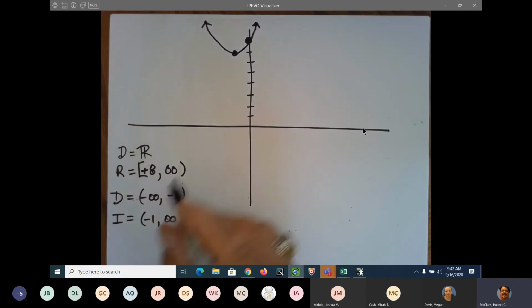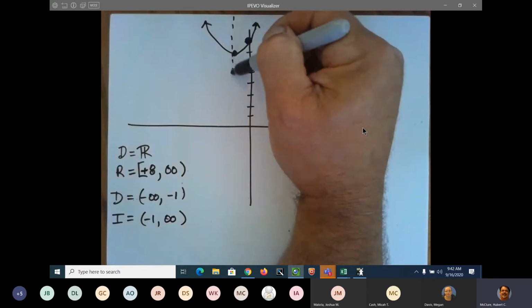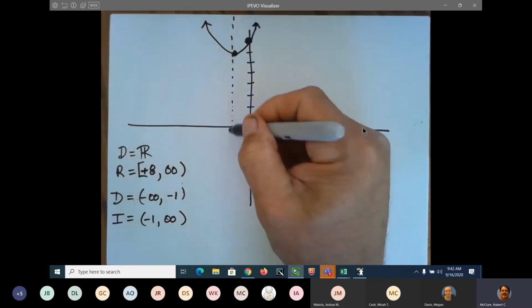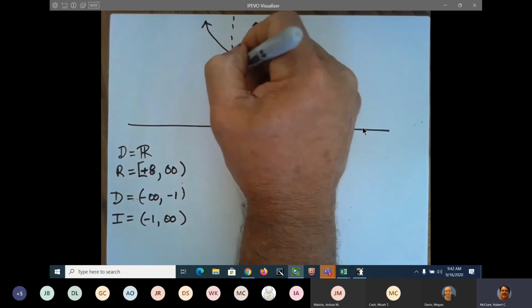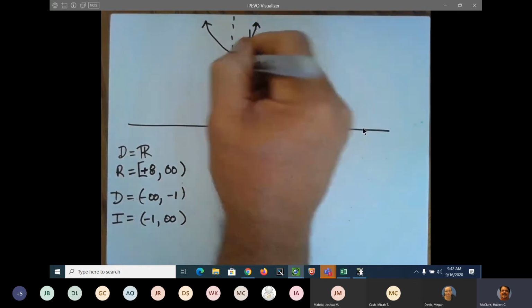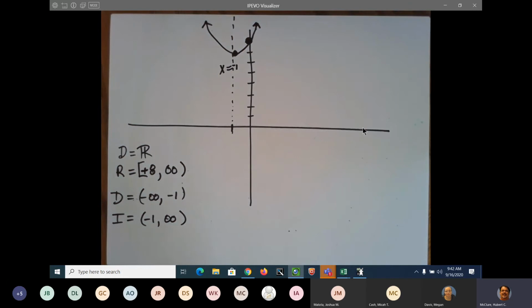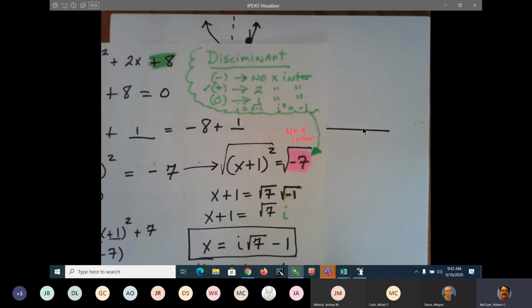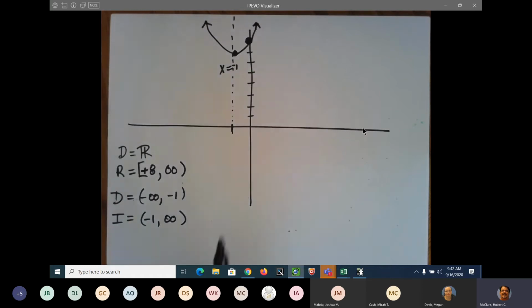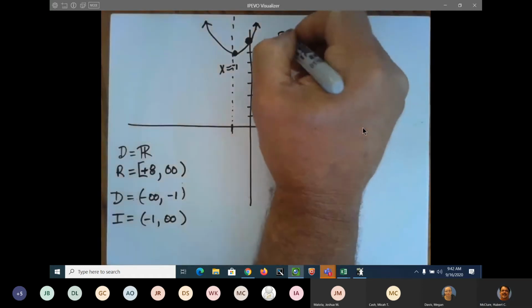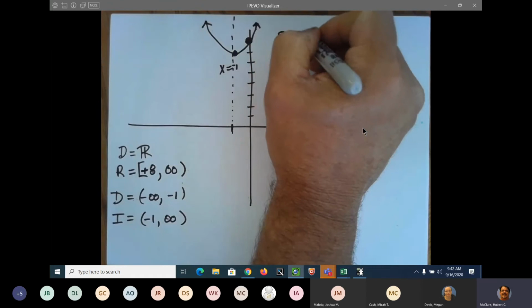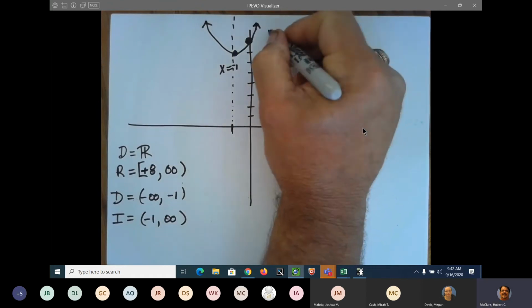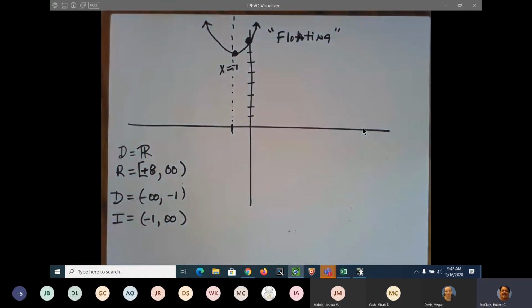And my line of symmetry is always going through the vertex. And that's going to be x is equal to -1 on the line of symmetry. And as you can tell, the 7 tells me that it's floating. I can't even spell floating. It's out there, it's not touching the x-axis.